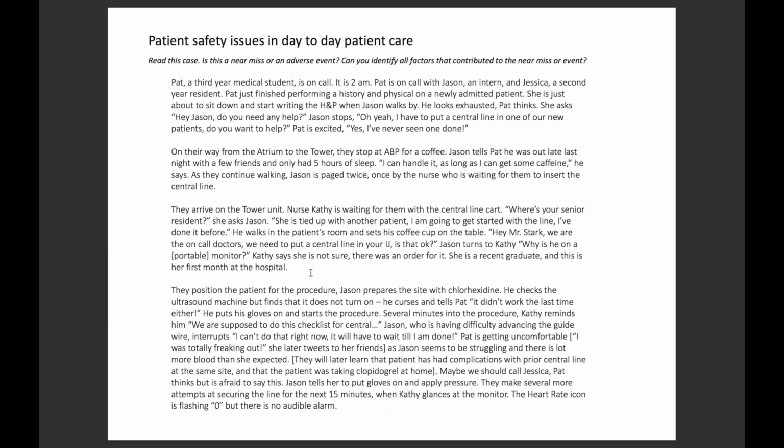So now we have a case, and I want you to read it. And there's two things you have to do here. Decide if this is a near miss or an adverse event, first of all. And then can you identify all the factors that contribute to the near miss or the adverse event?